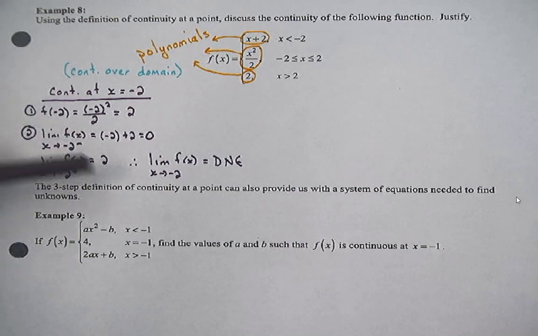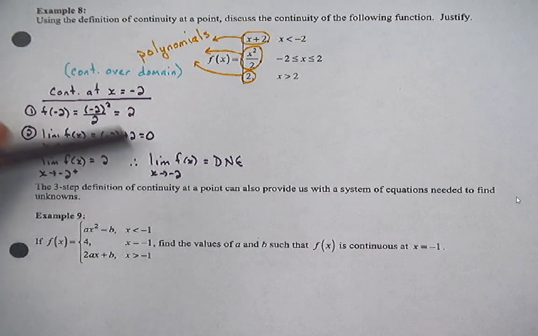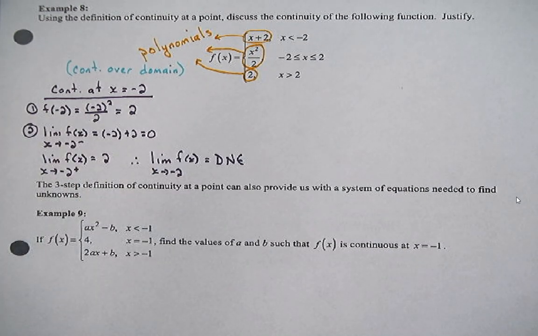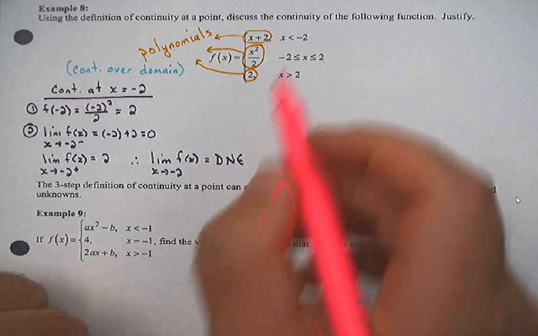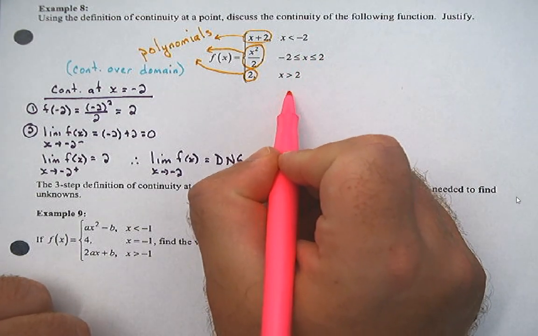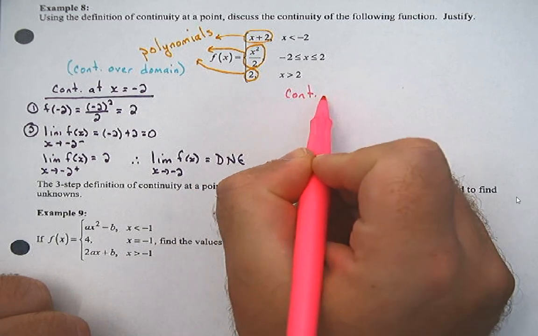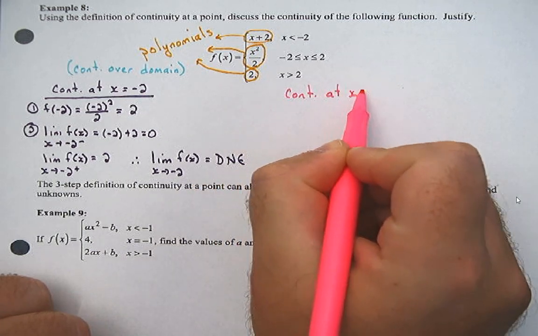Remember, the limit and the point have to be the same height. And we don't have a limit that exists. There must be a jump there. All right, let's look at the other side. So now I want to see what's happening at 2. Let's discuss the continuity at x equals 2.